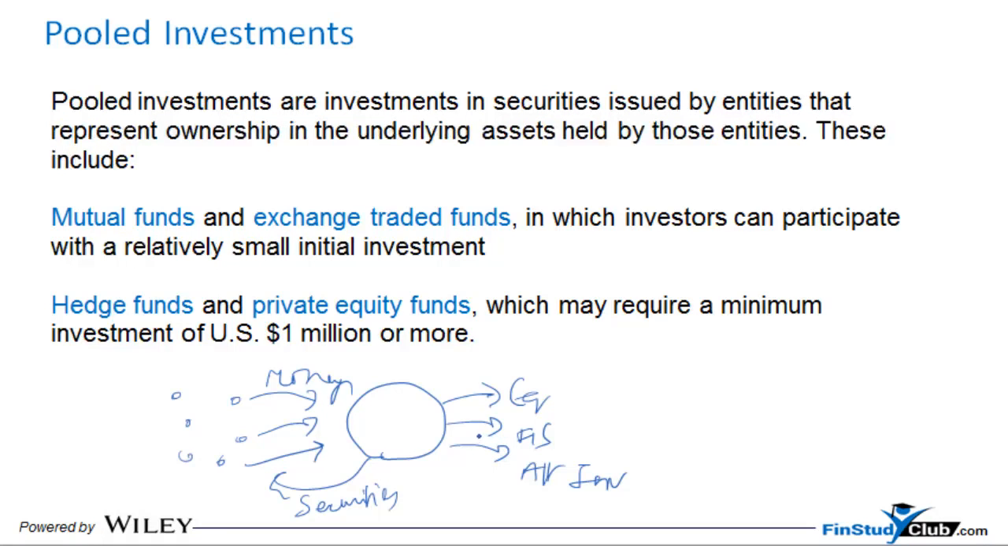Now, depending upon the ticket size of the investment and the mandate which this entity has, these pooled investments could either be mutual funds or exchange traded funds, in which basically the investors can participate with a relatively small initial investment. So they'll have to park or put in a small amount of money. Or else it could be hedge funds and private equity funds, in which case the minimum investment could be something like US dollar 1 million. All right, so there the ticket size is going to be much greater.